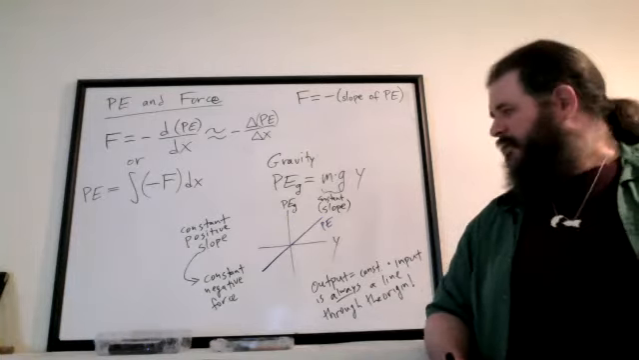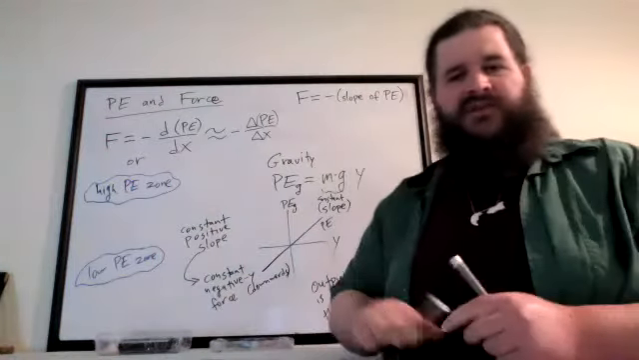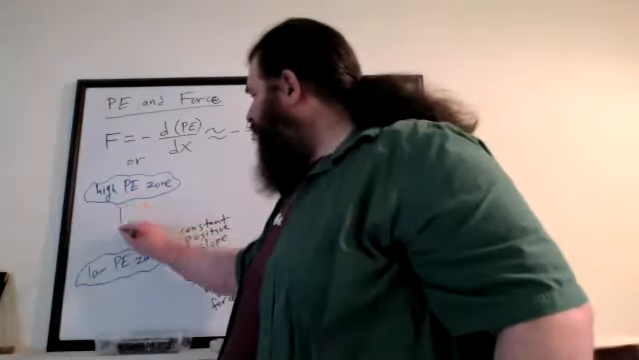As a general rule here, if you've got a high potential energy zone, in this case, just a high altitude, and a low potential energy zone, the force associated with this potential energy is pointing from high potential energy towards low potential energy.